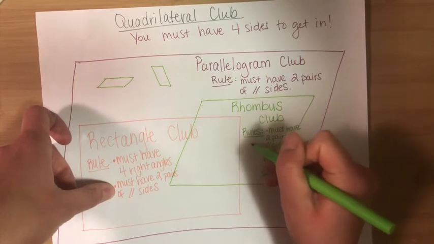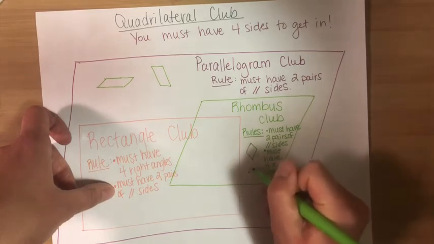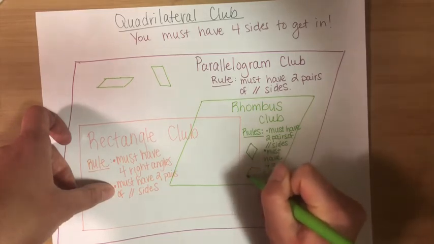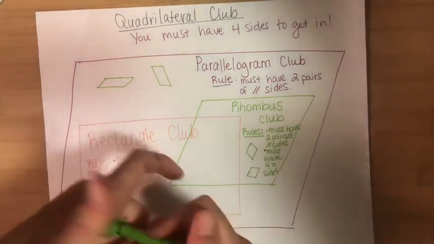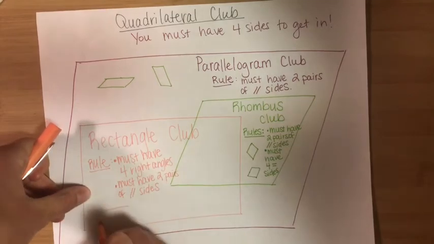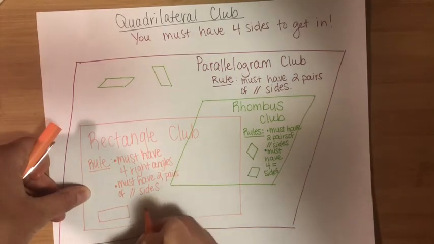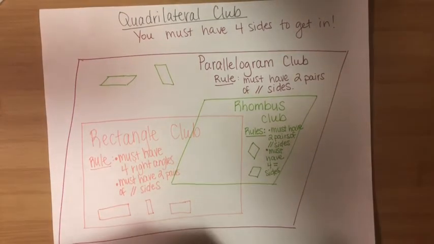So a lot of times, rhombuses look like diamonds. Pretty cool. So we got some rhombuses in here. They're very hard for me to draw for some reason. And then over here in the rectangle club, I forgot to draw these guys hanging out in their rectangle club. We got rectangles over here, being cool, doing rectangle things.